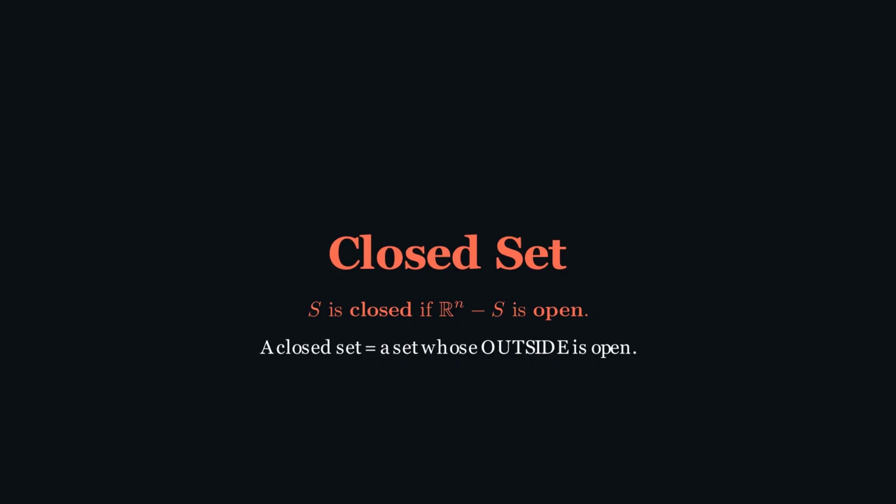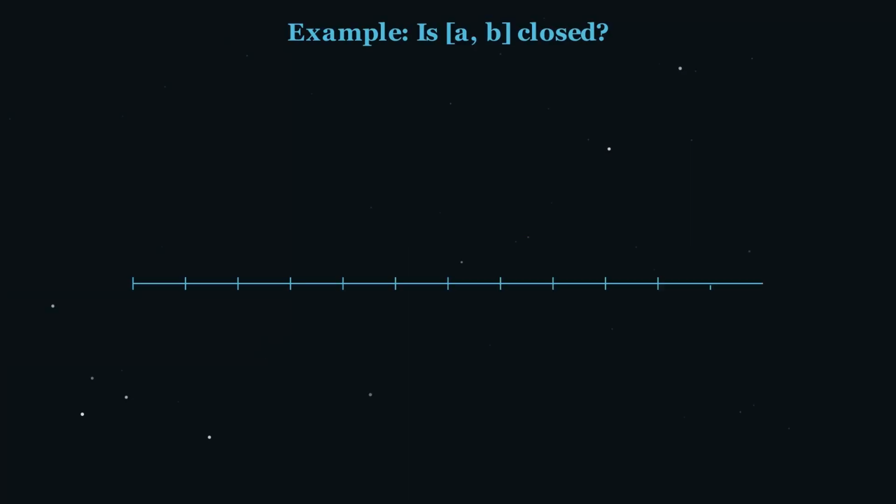The closed interval [a, b]. Is that really closed? Well, what's its complement? It's everything to the left of a and everything to the right of b. Negative infinity to a, union b to positive infinity. And that's a union of open intervals, which is open. So yes, the complement is open, which means [a, b] is closed. The name fits.